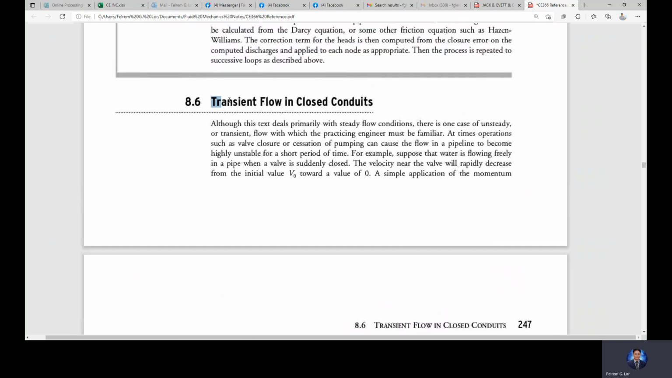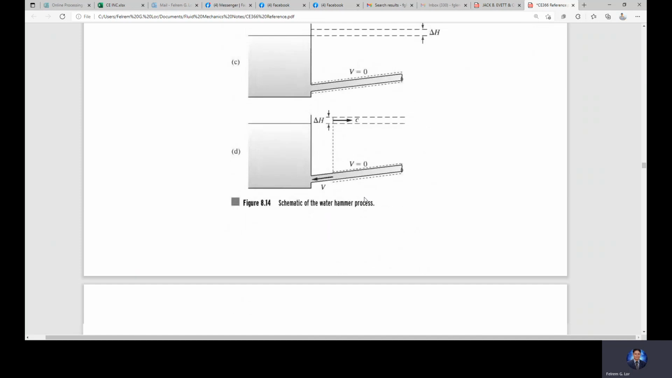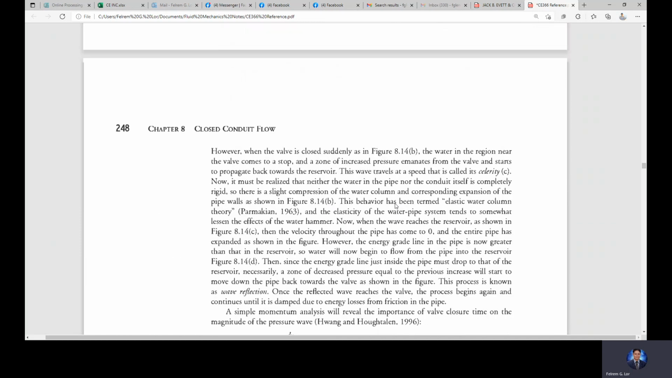This one, transient flow in closed conduits, talks about water hammer. When you close your faucet suddenly, that is called the water hammer phenomenon: a sudden surge in pressure due to the sudden stoppage of water velocity. It is called back pressure, so there is an increased pressure that propagates back through the pipe. You read this yourselves, and it has an example at the end.